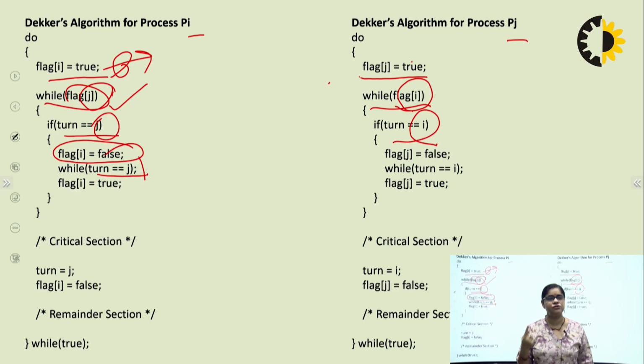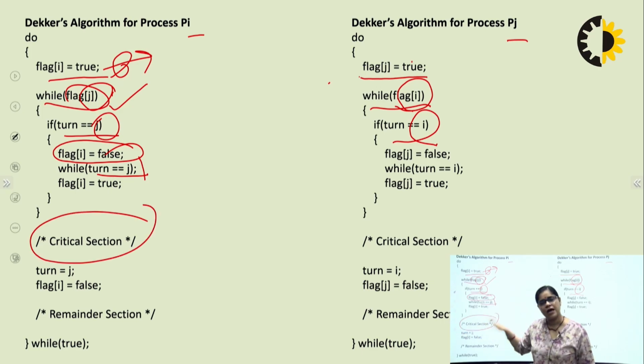If turn is equal to j, all these steps will be executed till turn is equal to j. Now when it is completed, it means that flag of i is equal to true. Now if flag of i is equal to true, it means that permission has been given to the next process, that is flag i, process i. It means that it is entering the critical section. Then the process pi has been completed.